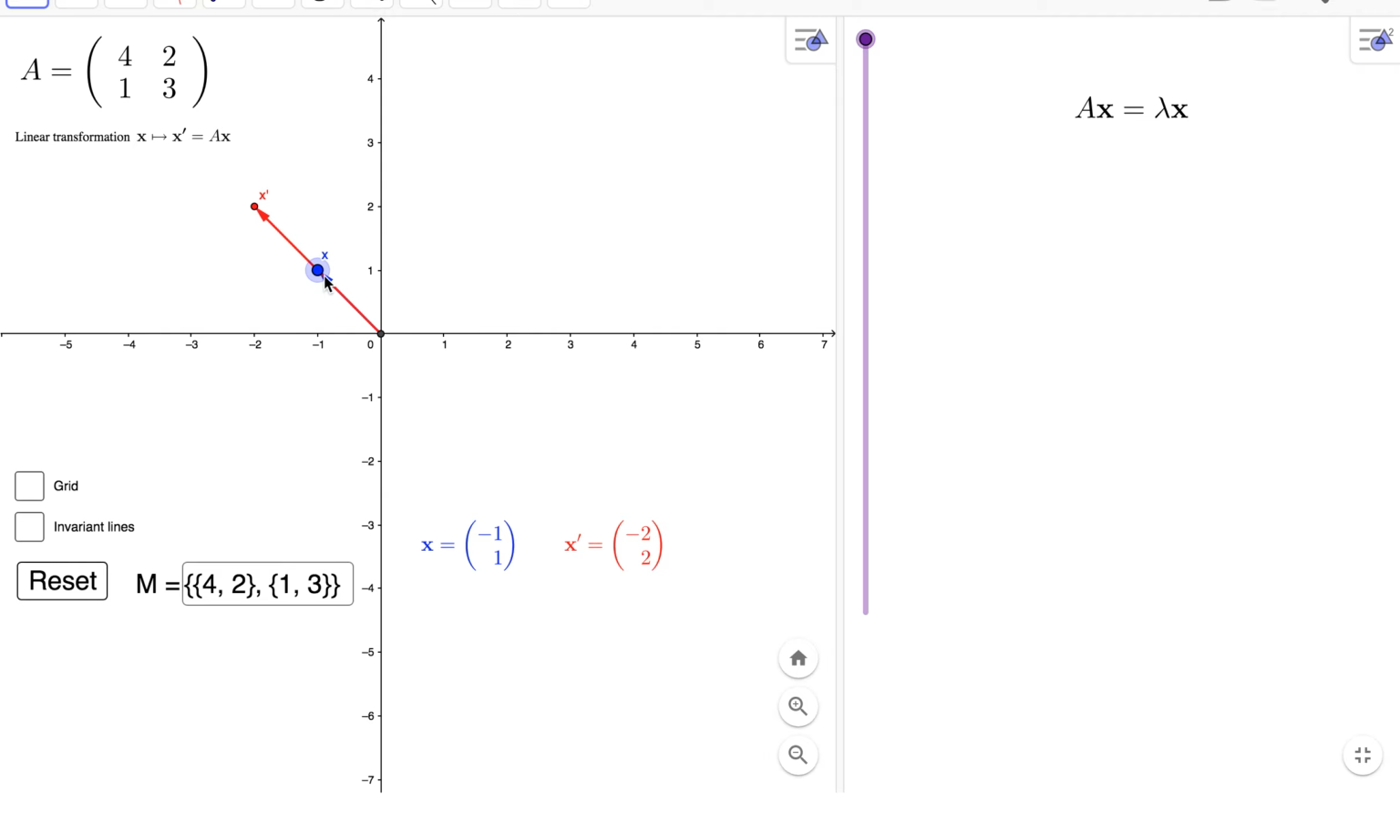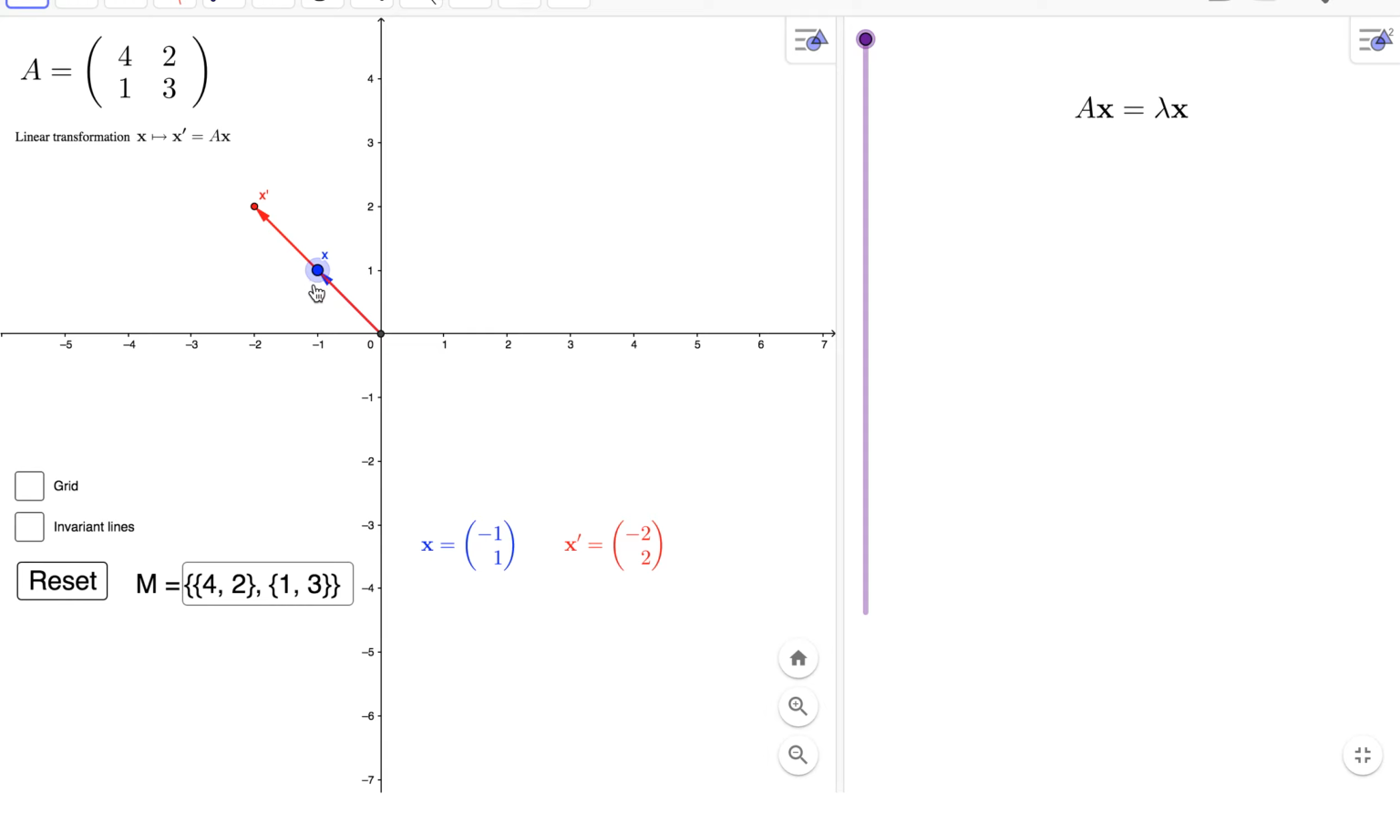It's at minus 1, 1. If x is in the direction minus 1, 1, then x prime is minus the first column plus the second column of A. That comes out to be minus 2, 2. So again, in this direction, the linear transformation simply scales x, this time by a factor of 2.